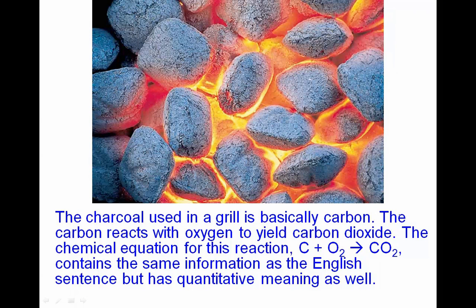Alright, so learning how to write and how to read chemical equations is a lot like learning how to read English. So for instance, the charcoal used in a grill is basically carbon. The carbon reacts with oxygen to yield carbon dioxide. The chemical equation for this reaction is carbon plus O2, which is diatomic oxygen, to yield, that's the arrow, carbon dioxide. It contains the same information as the sentence I just read in English, but it also is quantitative, and we'll discuss what that means here in a minute.